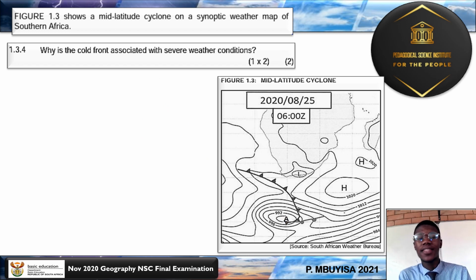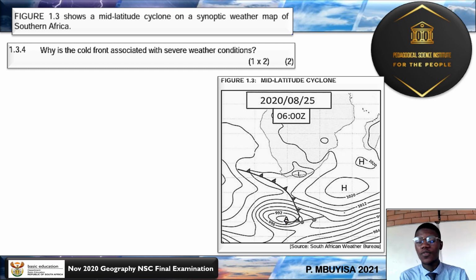1.3.4. Why is the cold front associated with severe weather conditions? Now, remember that the cold front is formed by cold air. And behind the cold front, you find your cold sector, and the cold sector is characterized by cold air. And again, we think about pressure gradient. Remember, what does pressure gradient say? It says that air will always move from a region of high pressure to low pressure.